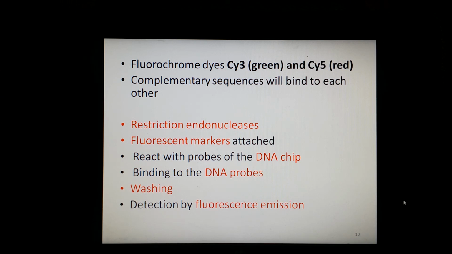Now let's see the steps. Firstly, the unknown DNA molecules are cut into fragments by restriction endonucleases, and you know that these restriction endonucleases are commonly referred to as molecular scissors. Then fluorescent markers are attached to these DNA fragments which you have got after cutting with restriction endonucleases. These are then allowed to react with probes of the DNA chip.